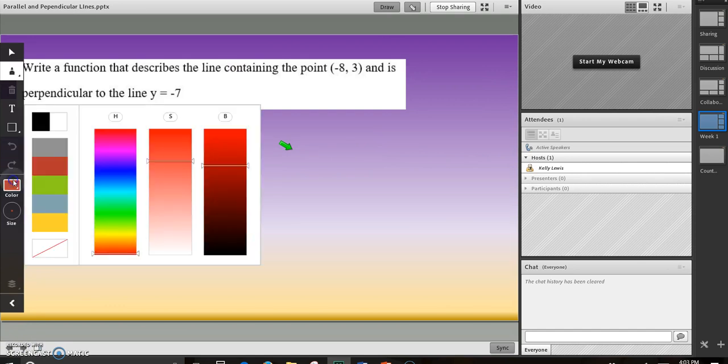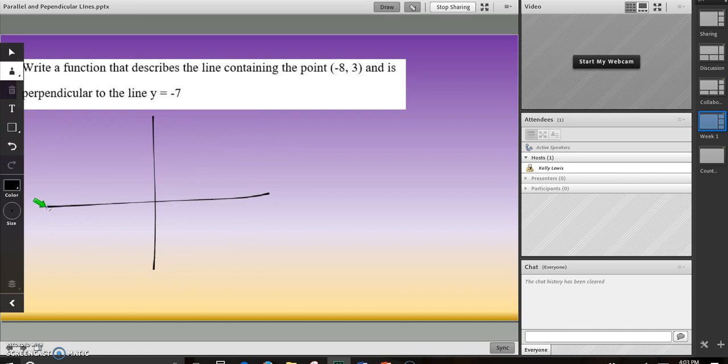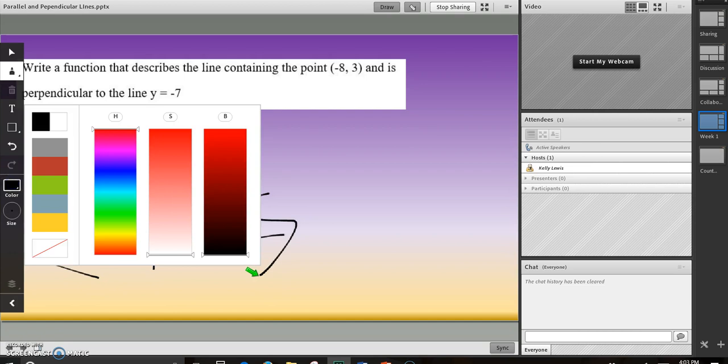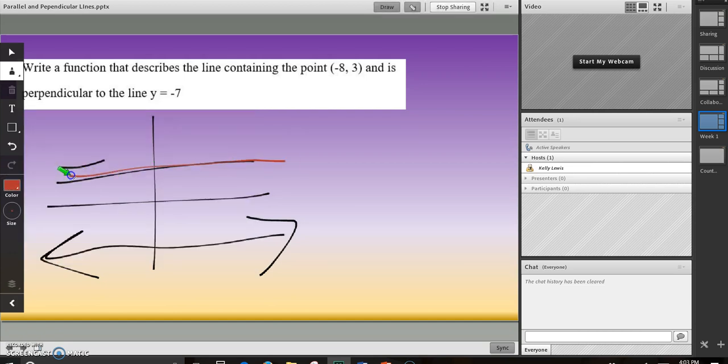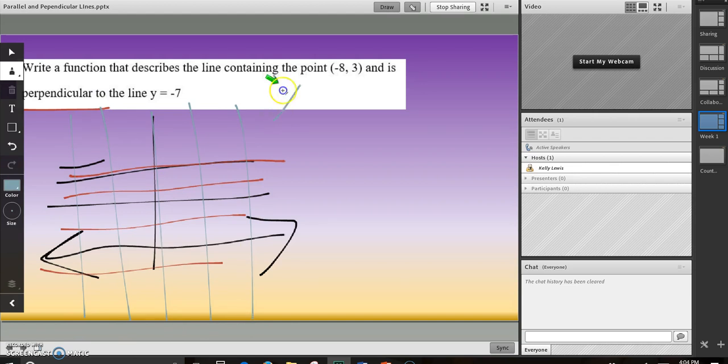So here, let's do another one just like it. Y equals negative 7 is right here. Anything parallel is a parallel line right here, but we want perpendicular lines, so they're going to be up and down. So parallel lines are y equals a number. Perpendicular are x equals a number. So the number that x equals is negative 8. That's your answer. Seems almost too easy, but it's just some logic.